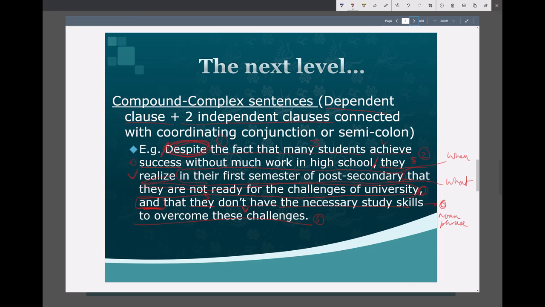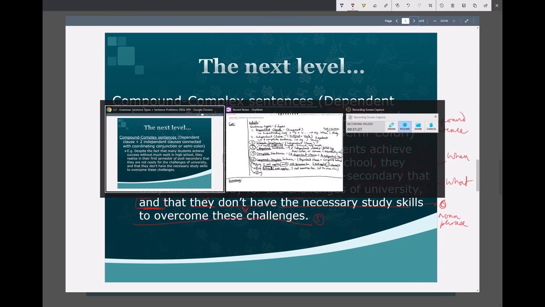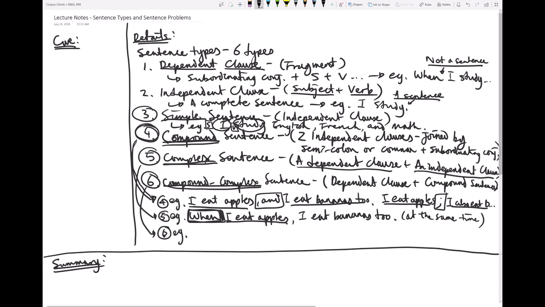So again, we need a dependent clause and two independent clauses that are connected with a coordinating conjunction or a semicolon. And do you remember what the second part is? That's a compound sentence. So let's try an example here. To help me remember, I'm going to try writing one.